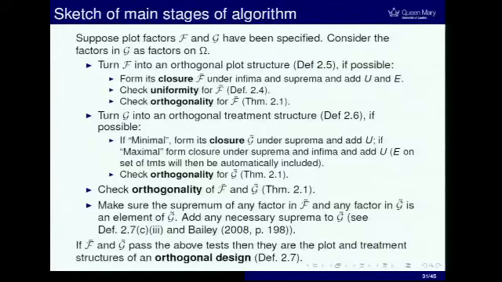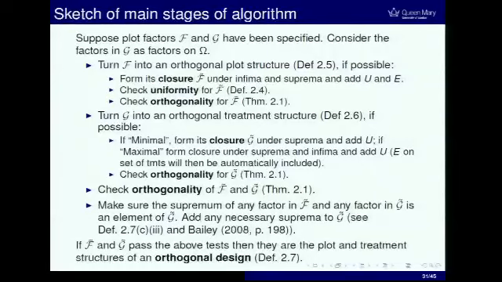I turn G, the set of treatment factors, into an orthogonal treatment structure, regarding it, however, as a structure on omega. And for this, it is required that for any two factors in the set, the supremum is included and also u is included. And I do that by using a specific option, minimal. But sometimes I may also wish to include all the infima and the equality factor on the treatments as well, so I have another option, maximal. Then I check orthogonality of the new set of treatment factors.